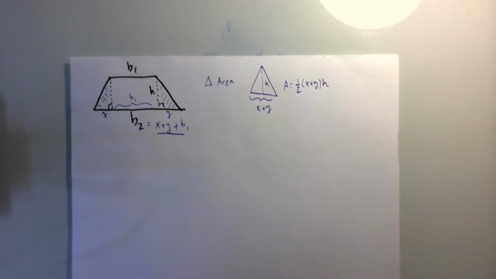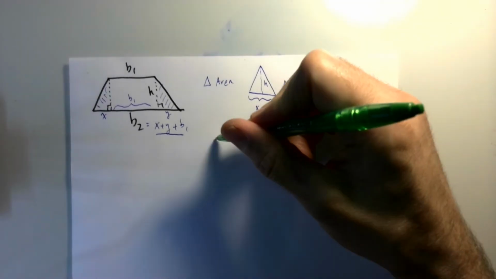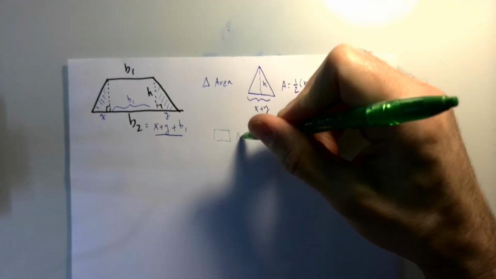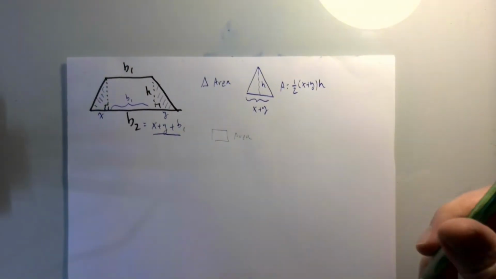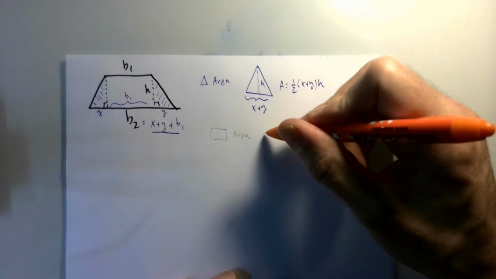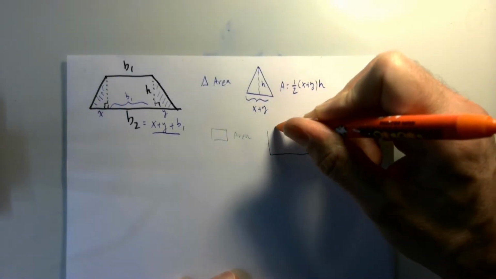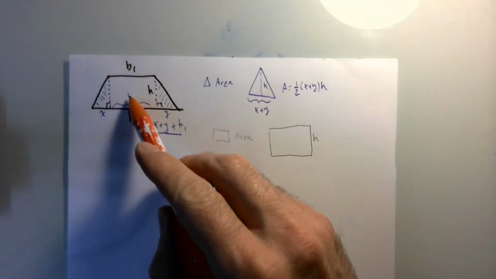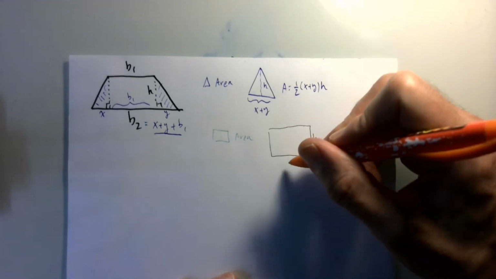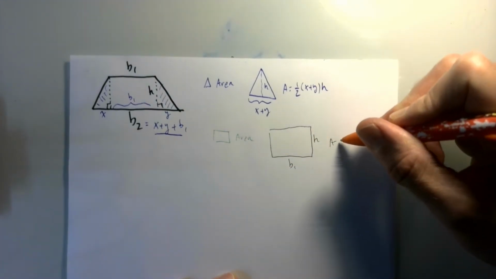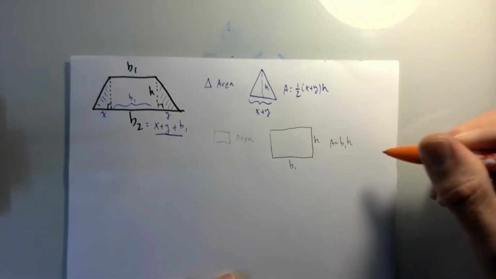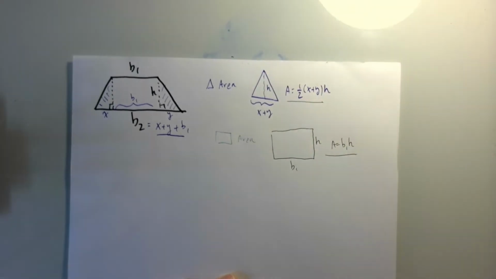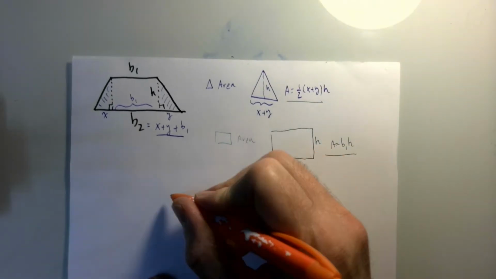Now we're going to add in the rectangle area. Let's see if I have any other colors I can use here. I think this green one might work. So rectangle area. I'm going to go ahead and draw that rectangle over here to the right. So it has a height of h and a base of b1, labeled that earlier. So this area is base times height. Okay, so the total area, we're just going to combine those two things together. So total.